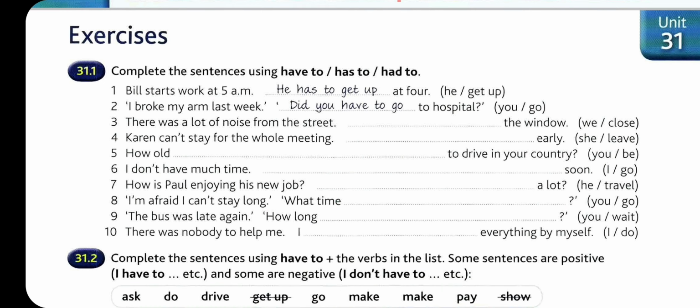The first exercise, 31.1: complete the sentences using have to, has to or had to. Here we only use the forms of have. Number 3: there was a lot of noise from the street, so the window, we, close. Here the sentence asks for a tense: there was, since it is was, it is past. So we say we had to close the window. The verb is just the base form, without any addition.